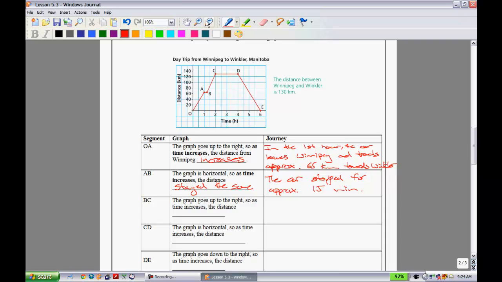Okay, the next one we have is B to C. It looks like they got back on the track, getting themselves to Winkler. The graph goes up to the right, so as time increases, the distance increases. Of course, this is the distance from Winnipeg I'm talking about, just like in O to A. So the car traveled in this leg of the trip, if it went 65 before, then this one is also 65 kilometers towards Winkler.